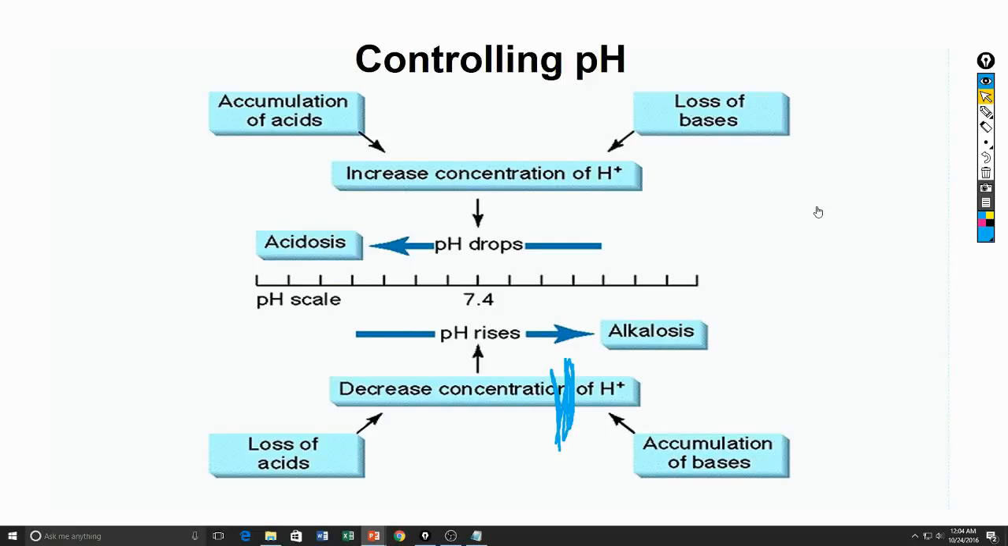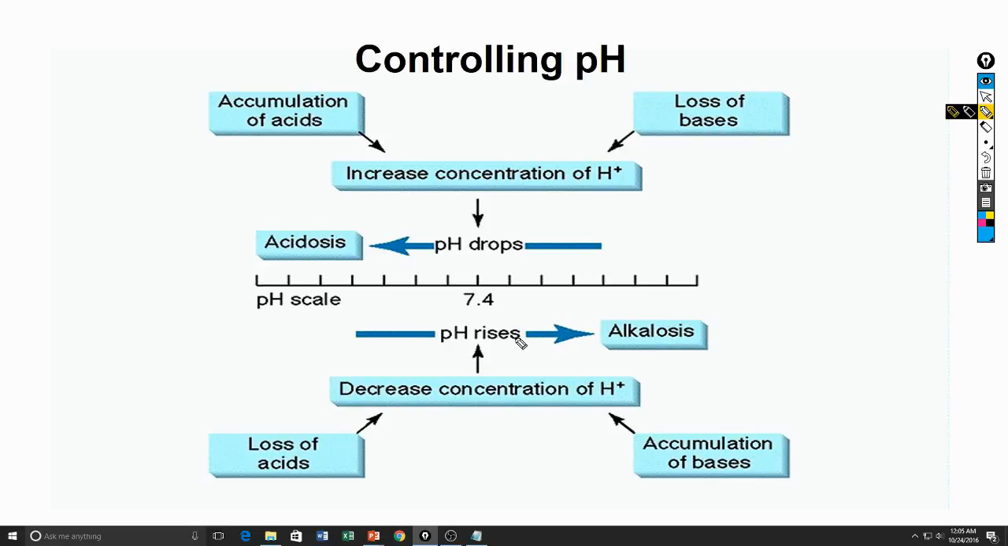And if we look at this control of pH, let's get rid of this. What you can see is pH will drop whenever you become more acidic, right? It's simple. You have increased concentration of hydrogen, and that increased concentration of hydrogen drops your pH directly. You become acidic. Okay.